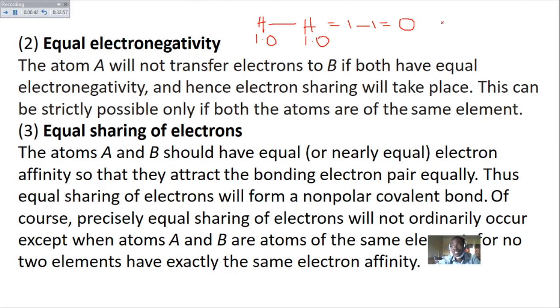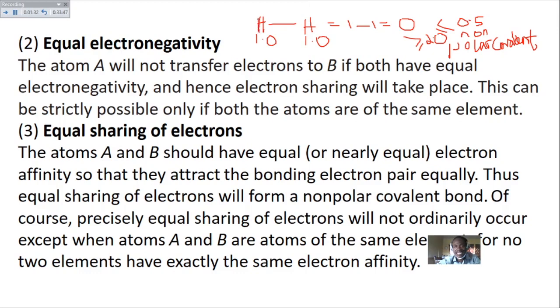And what are we saying? When the electronegativity difference is below 0.5 downward, if it is less than 0.5, we call this one a non-polar covalent bond. But when it is higher, 2.0 upward, we have it as what? A polar covalent bond.